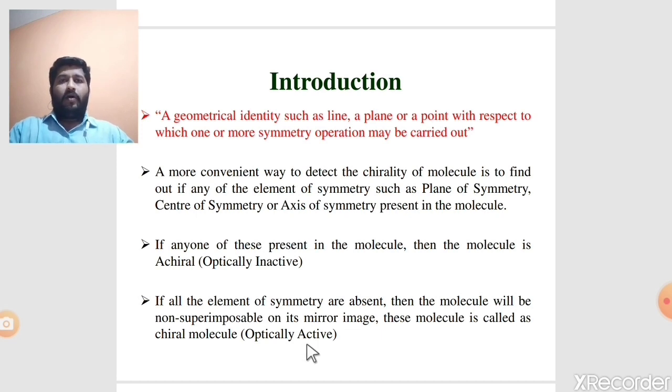What is meant by optical activity? When plane polarized light (PPL) is rotated either in the clockwise direction or anti-clockwise direction, it is called optical activity.